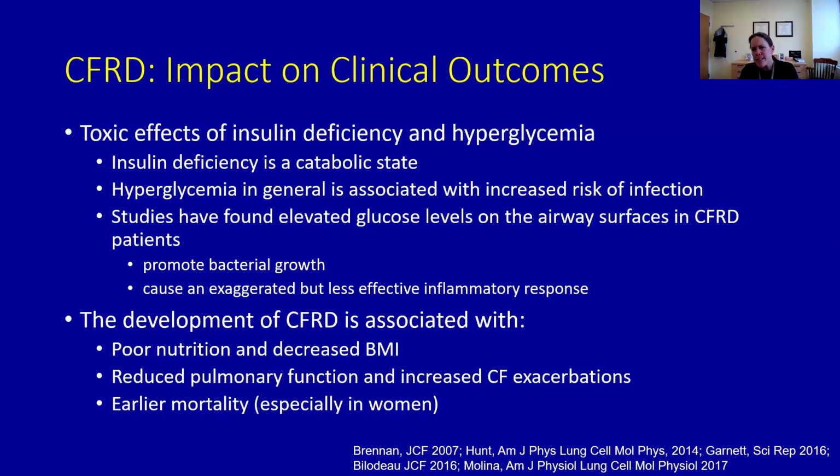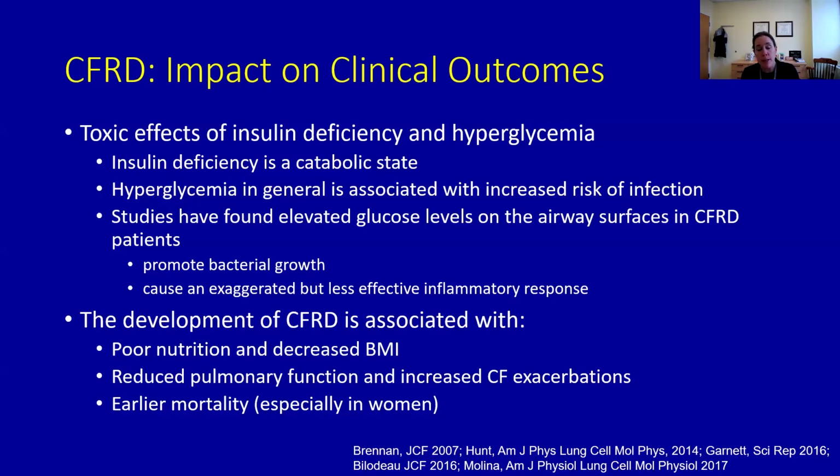But the real reason that we care about CFRD is because it has been shown that the development of diabetes has an impact on CF-specific clinical outcomes. And so we know that in really any diabetes state, insulin deficiency and hyperglycemia can have toxic effects. Insulin deficiency leads to a catabolic state, associated with weight loss, which is particularly bad for people with CF who often struggle with nutrition to keep their BMI in the normal range.